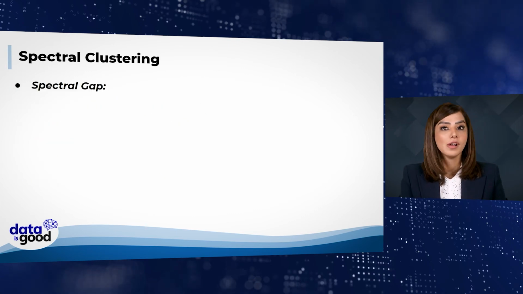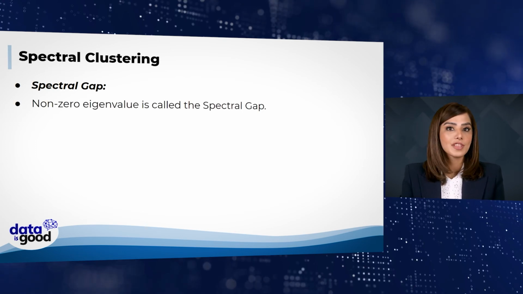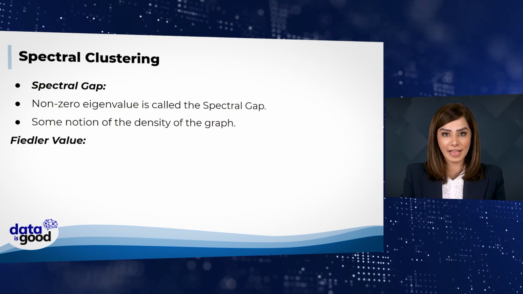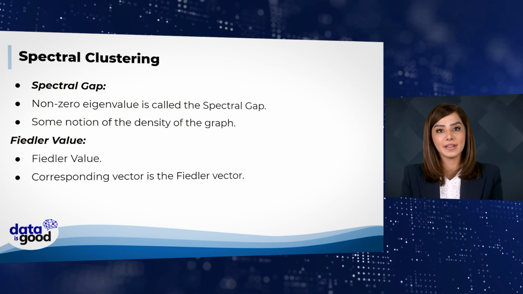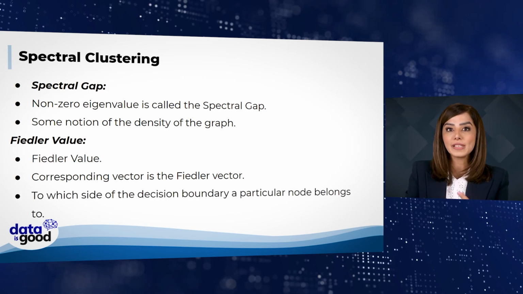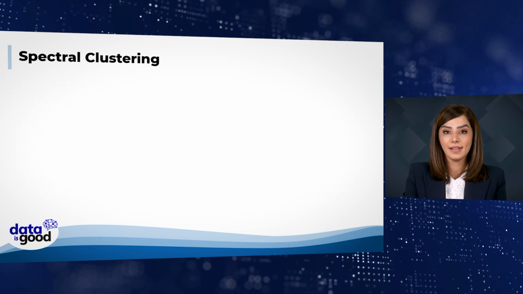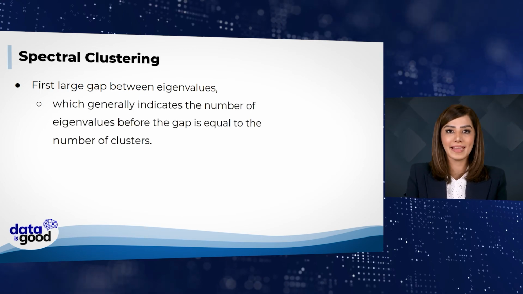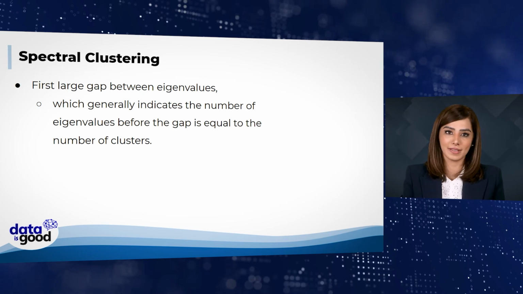Spectral gap. The first non-zero eigenvalue is called the spectral gap. The spectral gap gives us some notion of the density of the graph. Fiedler value. The second eigenvalue is called the Fiedler value, and the corresponding vector is the Fiedler vector. Each value in the Fiedler vector gives us information as to which side of the decision boundary a particular node belongs to. Using L, we find the first large gap between eigenvalues, which generally indicates that the number of eigenvalues before this gap is equal to the number of clusters.